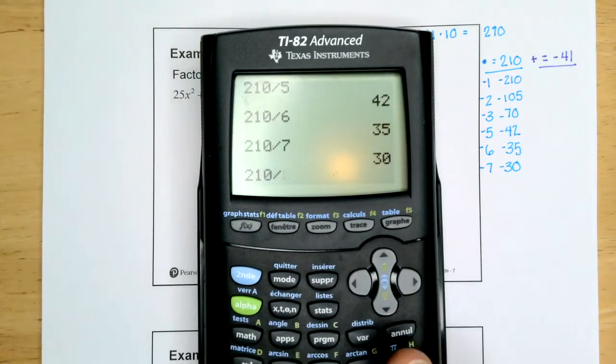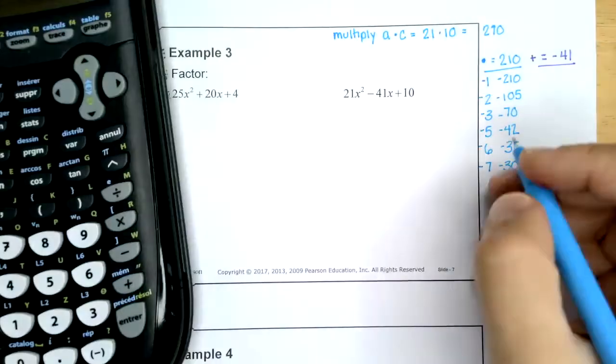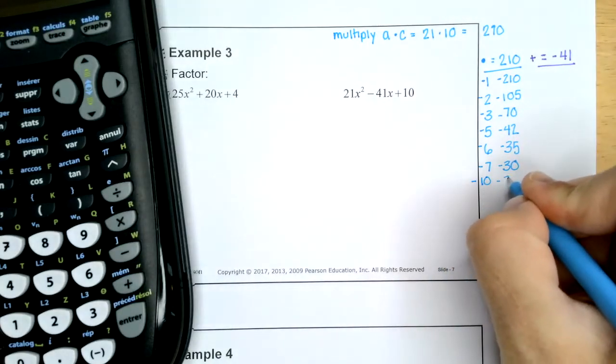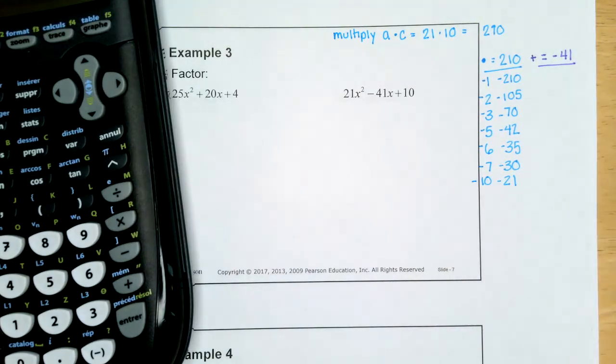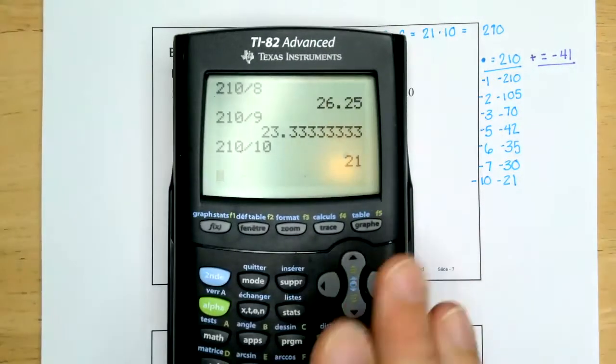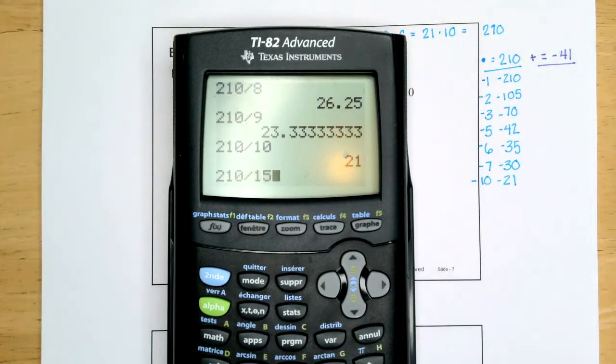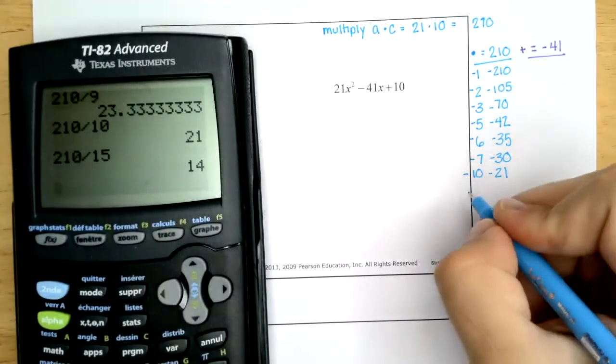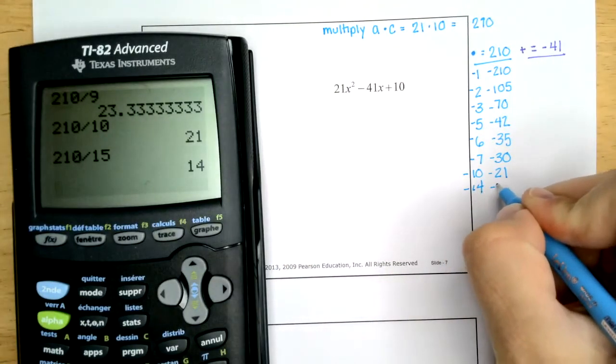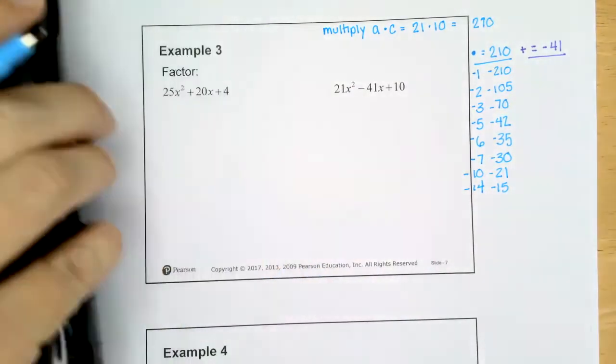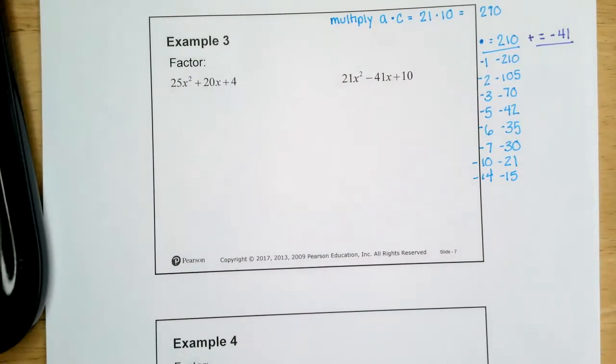210 divided by 8. No. 210 divided by 9. No. 210 divided by 10. 21. Negative 10, negative 21. And the last one is probably 15. 15 and 14. Negative 14, negative 15. So that was a long one. Let's hope they're not all this long.